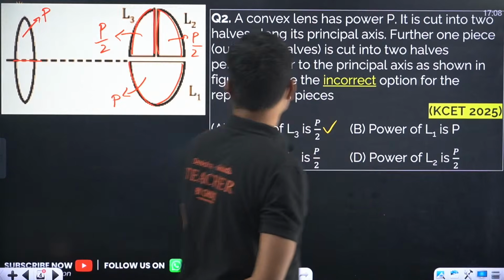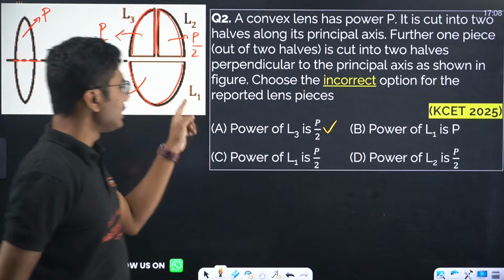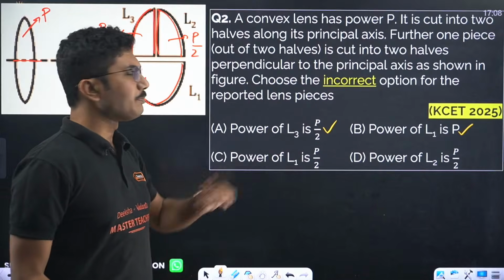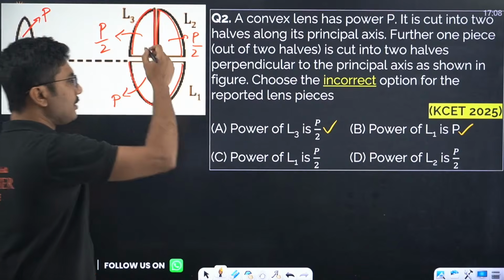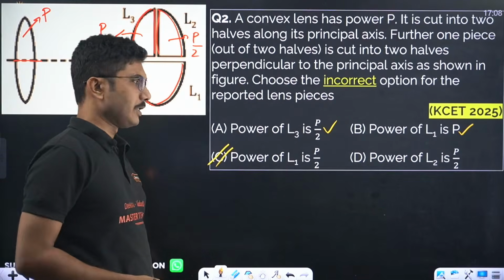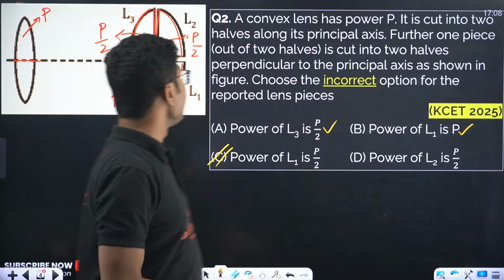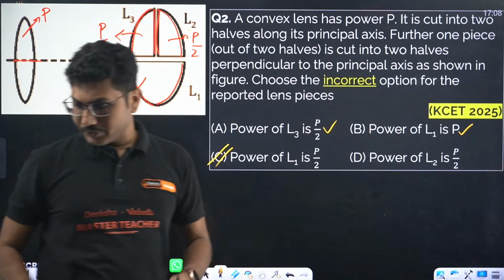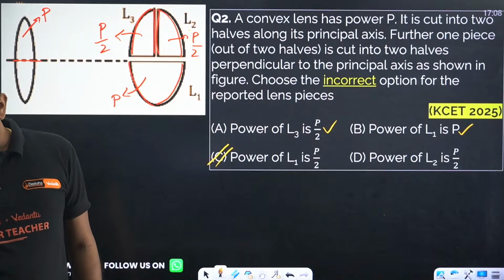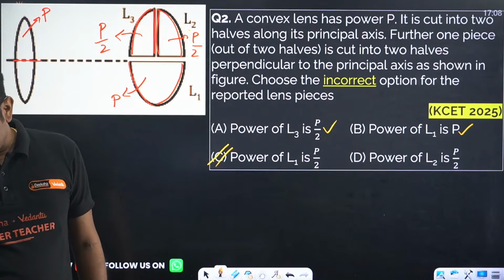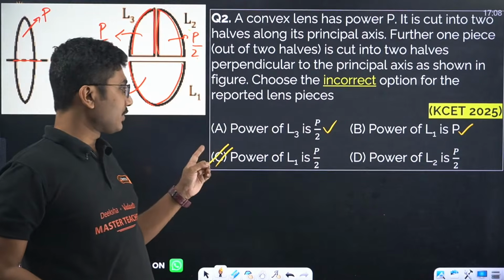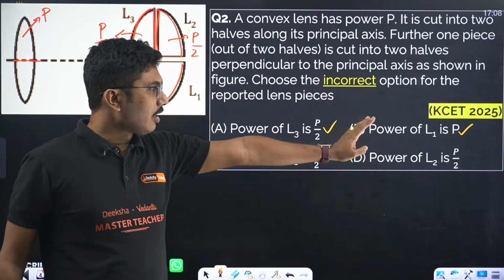Power of lens L1 is P. This is also a correct statement. Next, power of L1 is P by 2. Power of L1 is not P by 2, so this is an incorrect statement. Power of L2 is P by 2. So the correct answer for this question is C. Those who have answered B and D are wrong. Your answer should be option C, not option B or D.